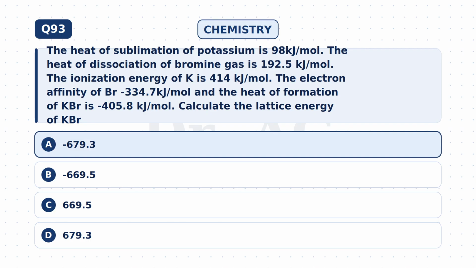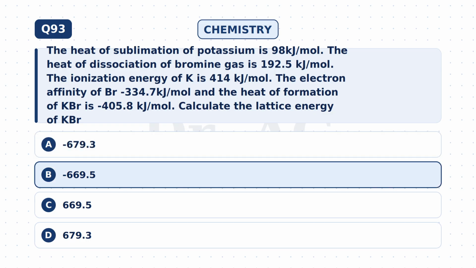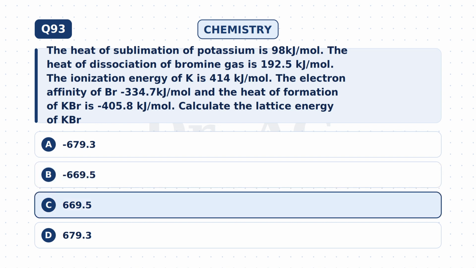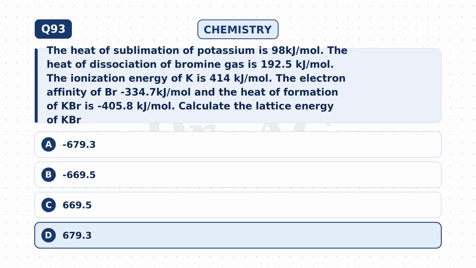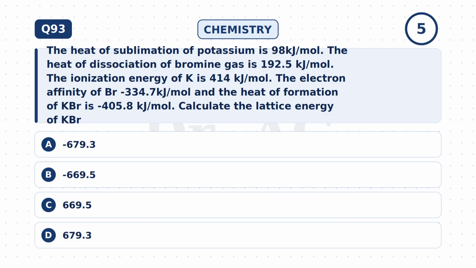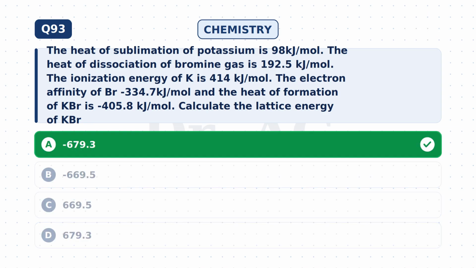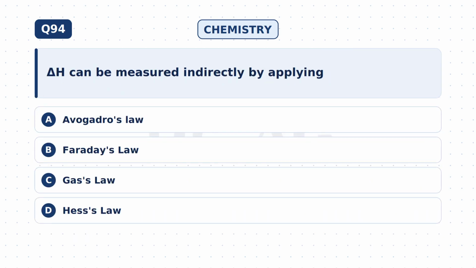Calculate the lattice energy of KBr. Option A, minus 679.3. Option B, minus 669.5. Option C, 669.5. Option D, 679.3. The correct answer is A, minus 679.3.